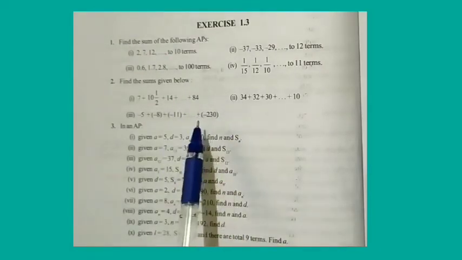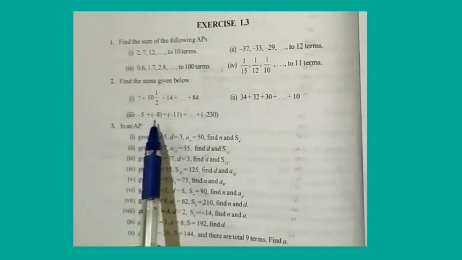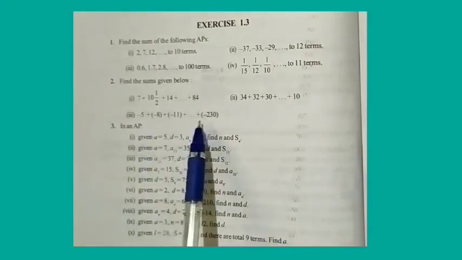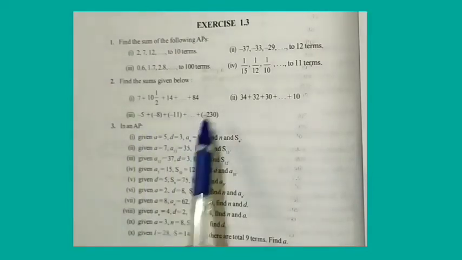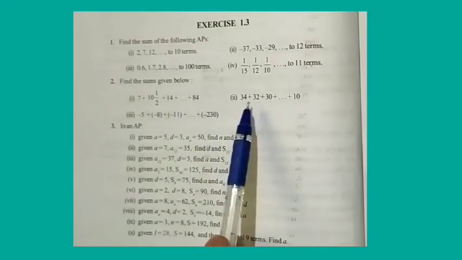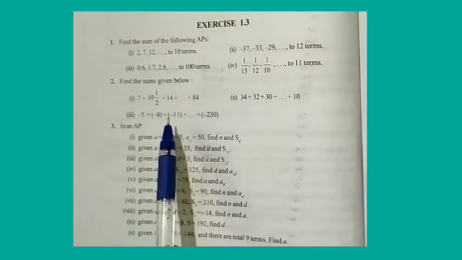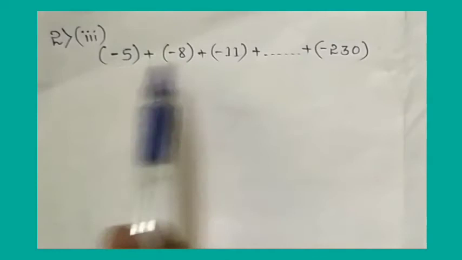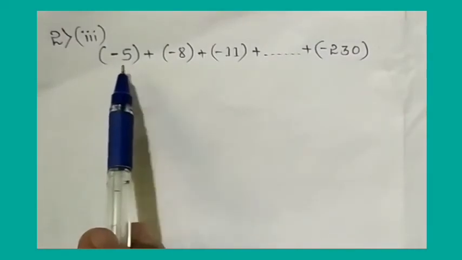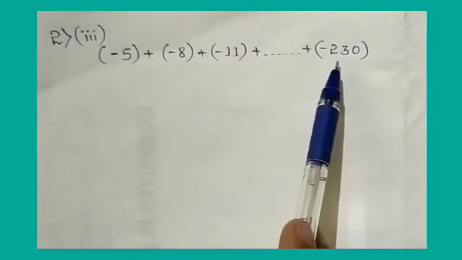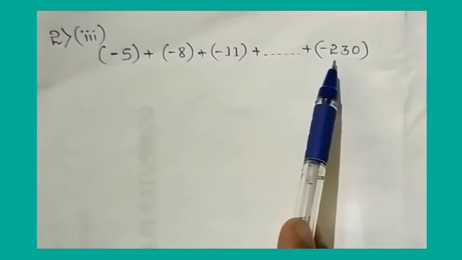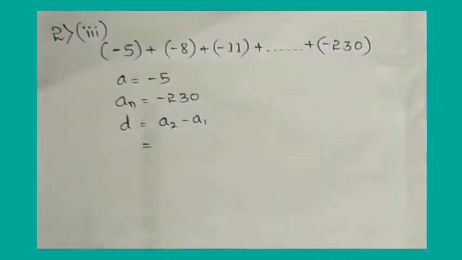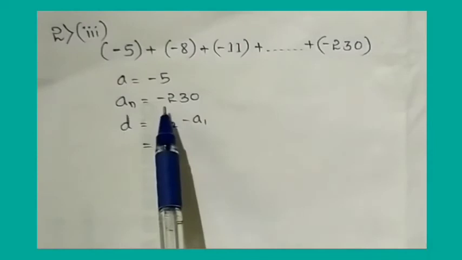Out of these three, I'll take the last one, that is the third one. Because it is given in minus, you may get confused. So first I will solve this one only. These others are positive numbers, so you go through them yourself. Here the given a is minus 5, then a2, a3, up to the last term, that will be an. Okay, so first write the given terms: a equals minus 5, an equals minus 230.